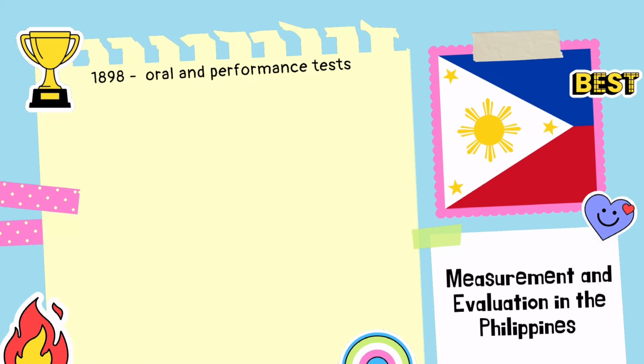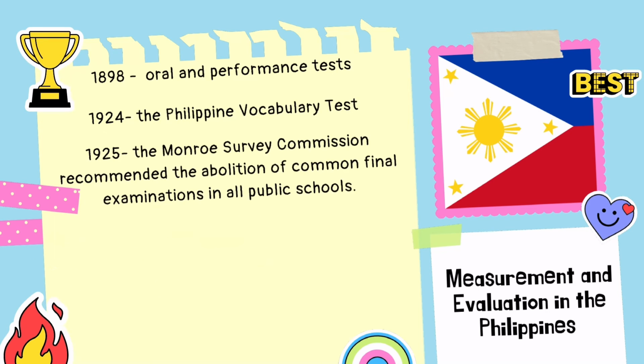Measurement and evaluation in the Philippines. 1898, it was characterized by oral and performance tests, where there was little recognition of individual differences. 1924, the Philippine Vocabulary Test became the first standardized test adopted in the Philippines. 1925, the Monroe Survey Commission recommended the abolition of common final examinations in all public schools.